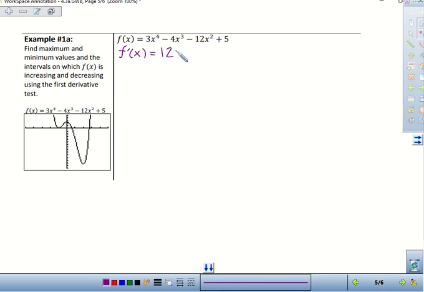12x to the third. Good. 12x to the third, minus 12x to the second. Good. Minus 24x. Minus 24x. Good. That's it. So we're going to set this equal to 0, and then we're going to solve for x.